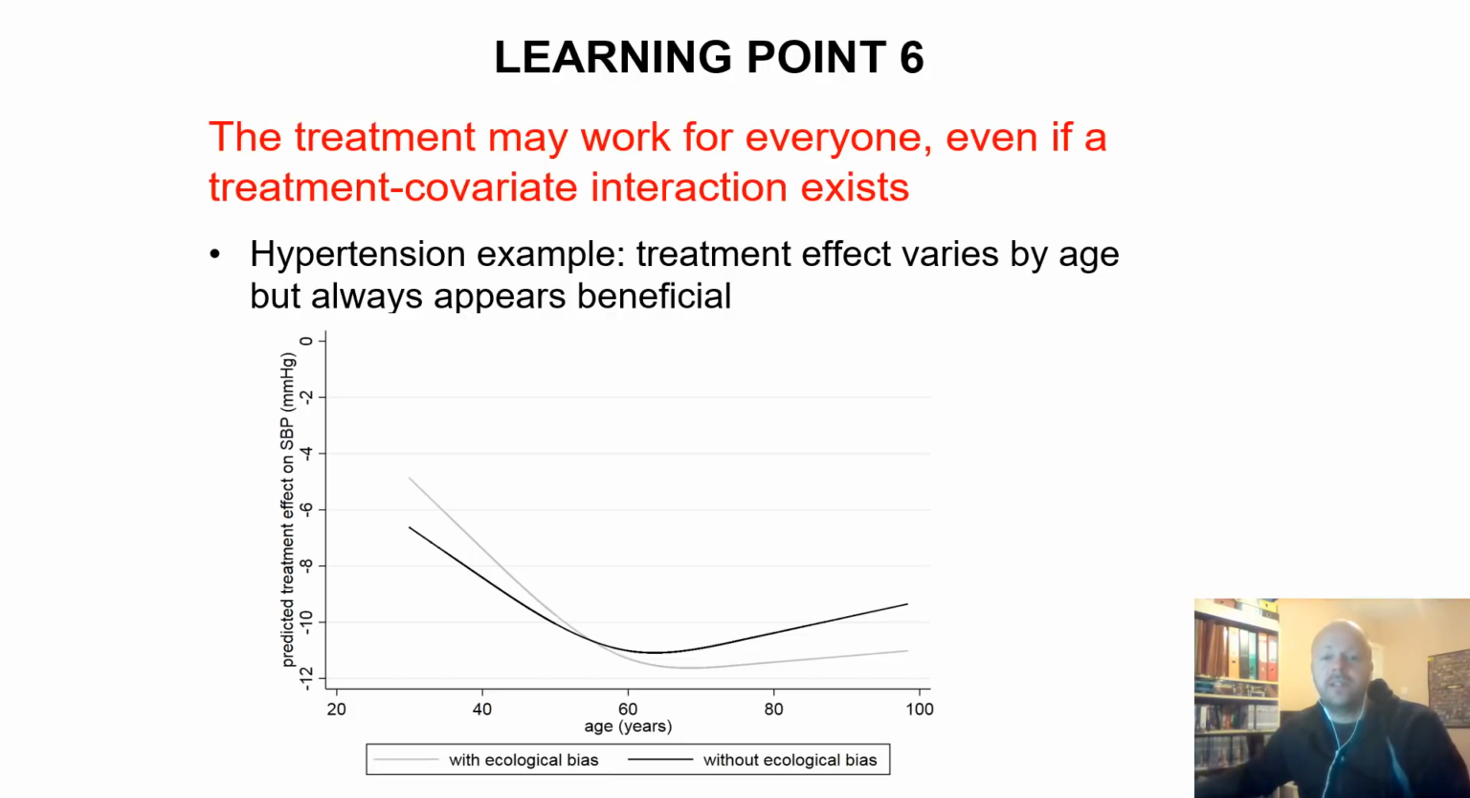The sixth learning point is very simple. It's basically to emphasize that even if a treatment covariate interaction exists, the treatment may still work well for everybody. So look at this graph. I'm predicting on the y-axis the treatment effect on blood pressure, and on the x-axis it's conditional on age. And what we see is that the predicted treatment effect is always negative, i.e. it's going to reduce blood pressure more than control for everybody. Yes, it may work better for some people than others, but it works for everybody, and that's something we need to remember when we're making our decisions and our conclusions after we identify an interaction.